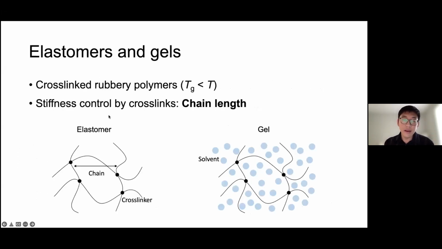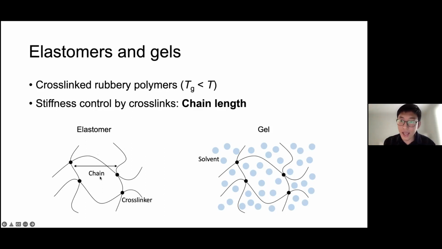So let's take a look. What are they? They are cross-linked rubbery polymers. That means the glass transition temperature is lower than room temperature, so the polymers behave like a fluid. That is the origin of the softness of these materials. If you look at this schematic, you can see what elastomers are made of. There are polymer chains. Again, the polymer chains are vibrating by thermal motion, but they cannot explore the entire volume because they are cross-linked and connected into a network.